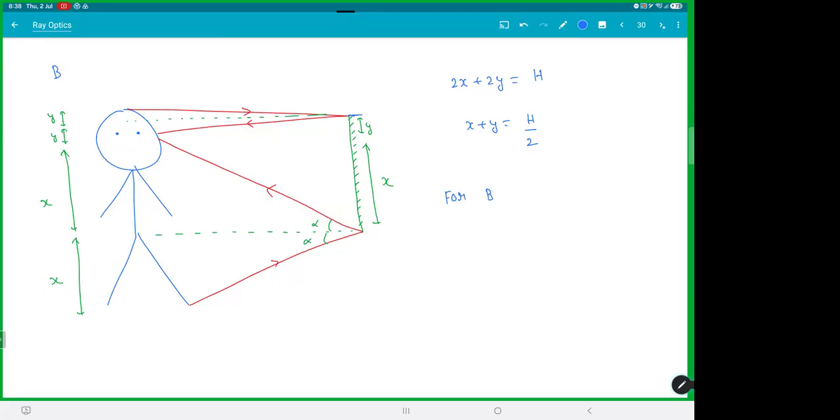This is a standard result at a CET level. So for B to see himself, the length of the mirror is h by 2, starting from his eye level. So this is the scenario for B to see himself.